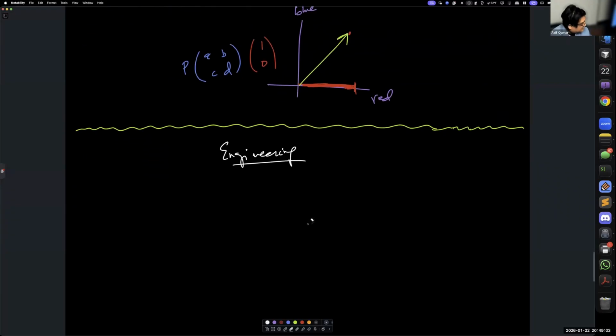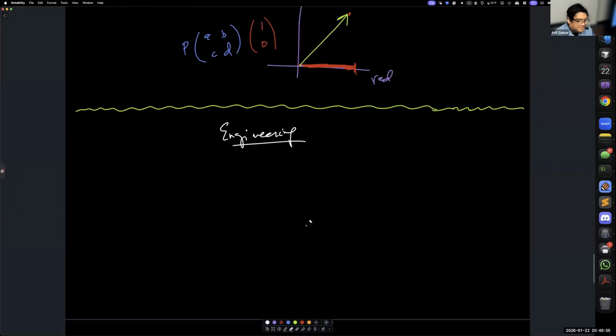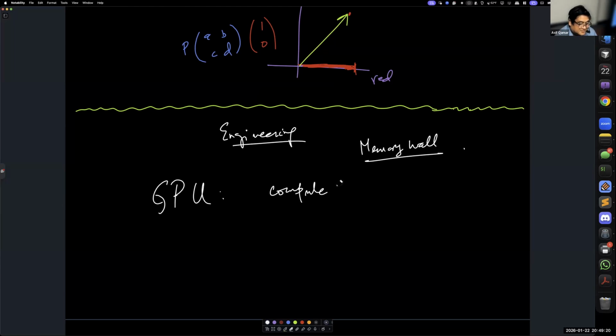So now I'll come to the engineering aspect of it. Here is a problem. It's called the memory wall. Here is the big problem with the GPU. GPU's nature has 2 problems. It is compute rich, memory starved. Not just memory poor, it is memory starved.